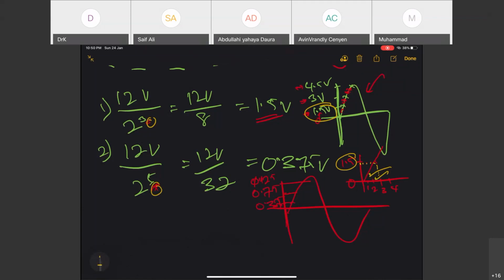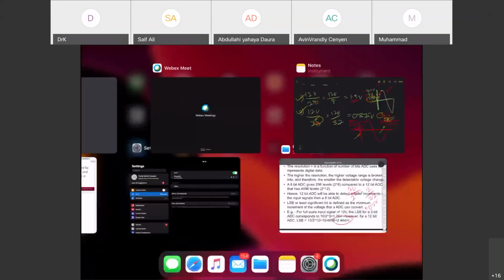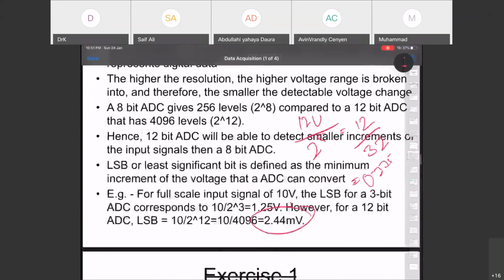For example, 0.37 volt is here, 0.7 is here, 1.12 is here. So at the 1st second, even in between, you can capture the changes, the information coming from your sensors. So by these 2 examples, the higher the bits, the higher the precision, and it is very much proven by this kind of example. I hope you guys can understand and capture this.